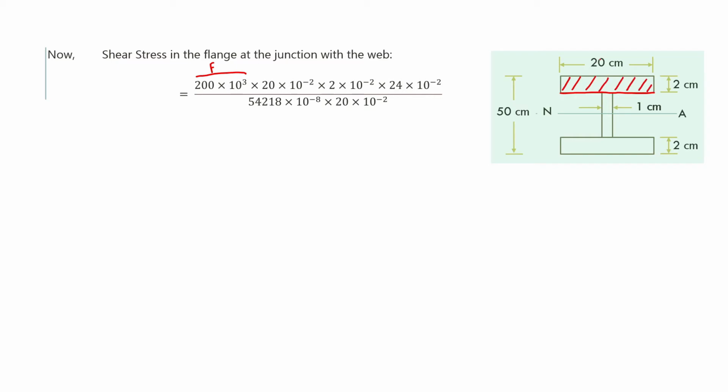So this is 20 into 2. So this is 20 into 10 to the power of minus 2 meter into 2 into 10 to the power of minus 2 meter. So this is the area. And y bar. Y bar means distance of the neutral axis from the centroidal axis of the area considered.